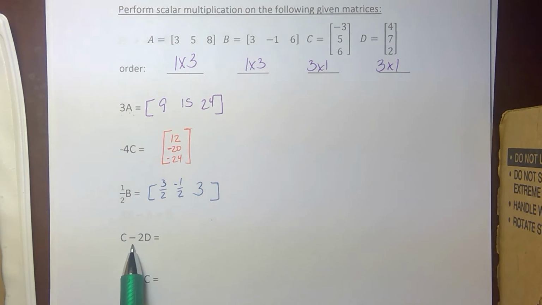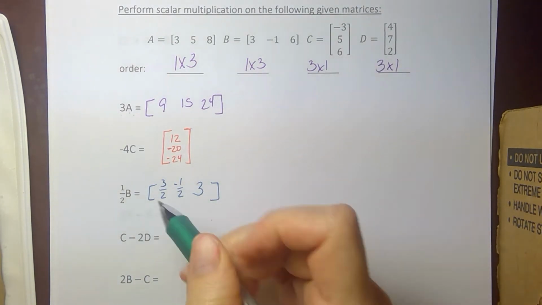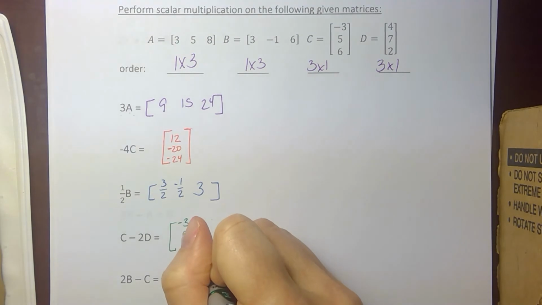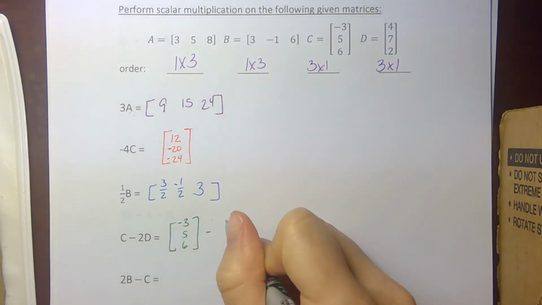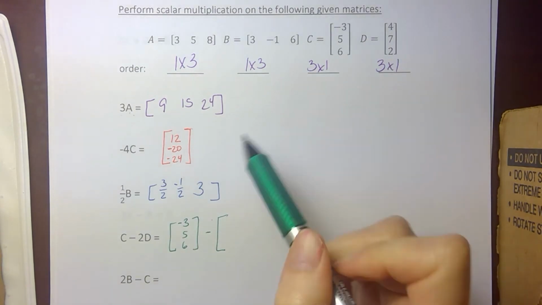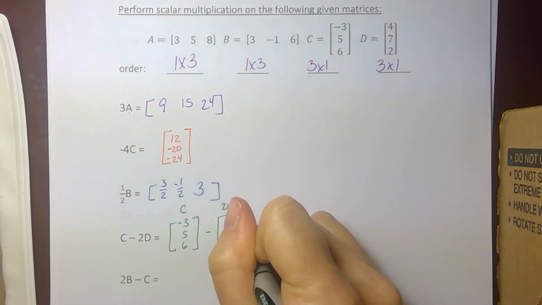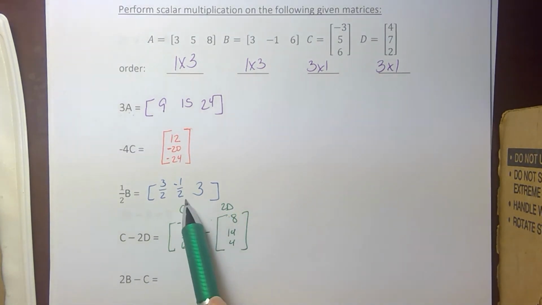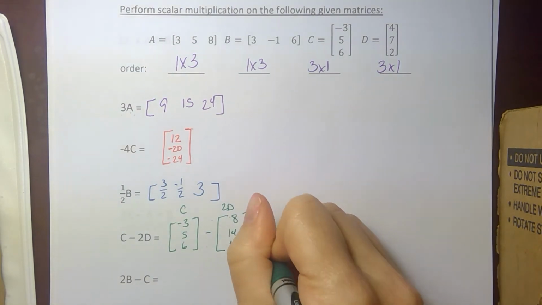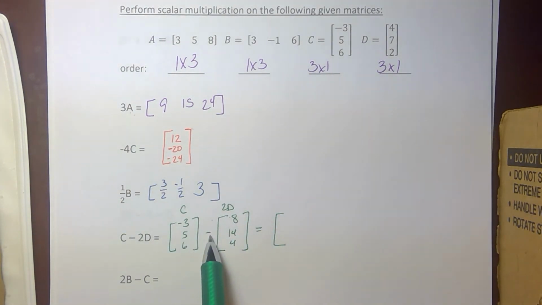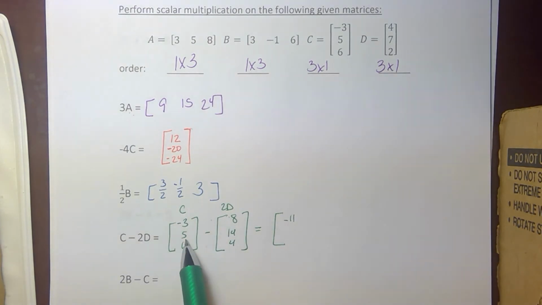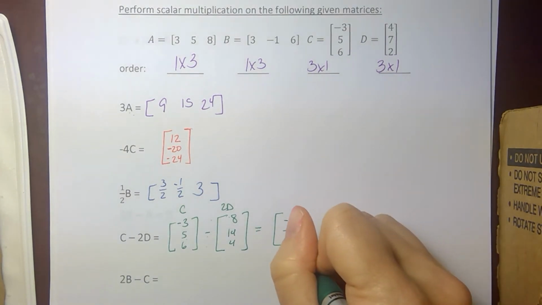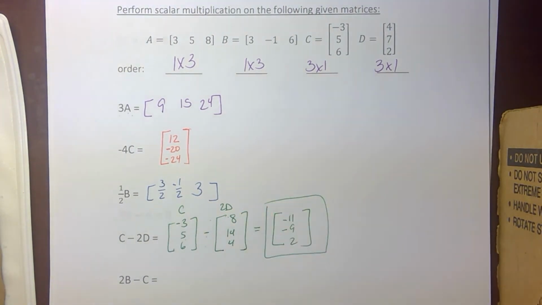I'm going to do C minus 2 times D. So I'm going to write down matrix C. Matrix C is -3, 5, 6. Minus, and then I'm going to go ahead and do 2 times D. Well, 2 times D would be, so this is C and this is 2D. 2 times D would be 8, 14, 4. So I've got C minus 2 times D. Well, that resulting matrix, -3 minus 8 is -11, 5 minus 14 is -9, and 6 minus 4 is 2. That is the result I'm looking for. Notice that the order stayed the same.